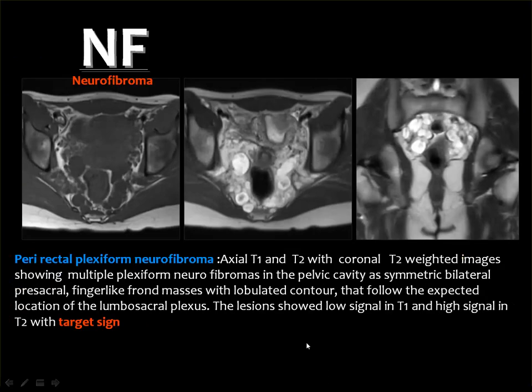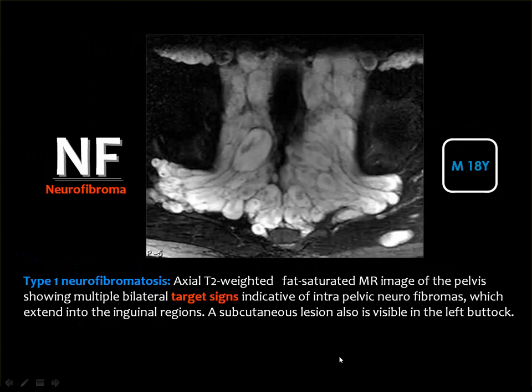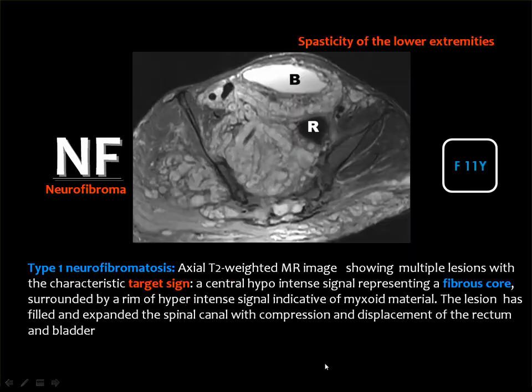plexiform type. And this is an example of plexiform neurofibroma showing low signal in the T1, high signal in the axial and the coronal T2 weighted images with the classic appearance of target sign, a central core of fibrous tissue, and a peripheral part of myxomatous tissue. Another example of neurofibromatosis type 1 infiltrating the pelvis and compressing the rectum, and another one is seen in the gluteal region, and you can easily appreciate the target sign.